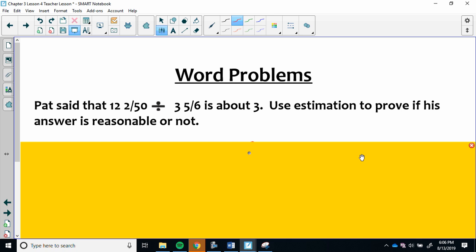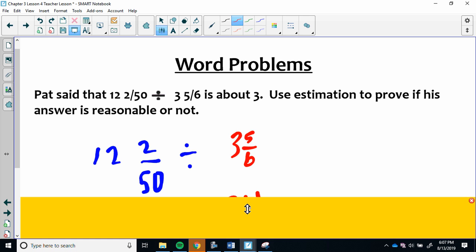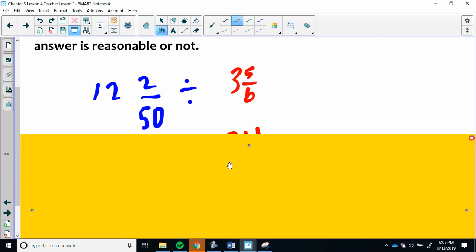Pat said that 12 and 2/50 divided by 3 and 5/6 is about 3. Use estimation to prove if his answer is reasonable. Okay, so let's write it down first. 12 and 2/50 divided by 3 and 5/6. Now, we don't want to have to try to do the math on this. This would take us forever.